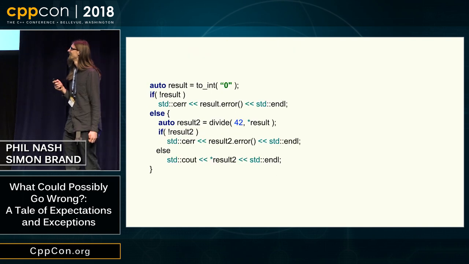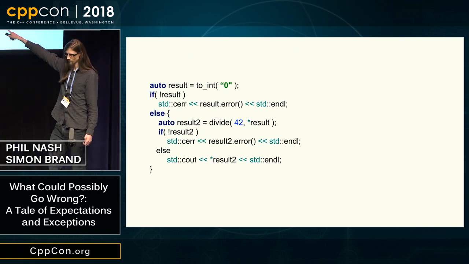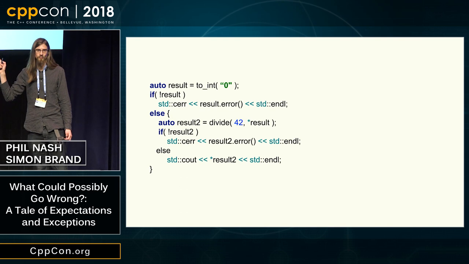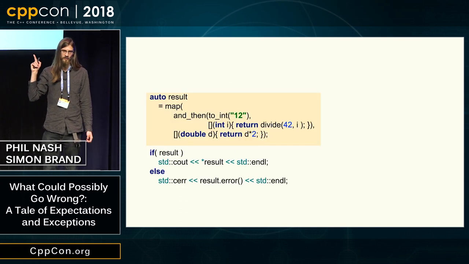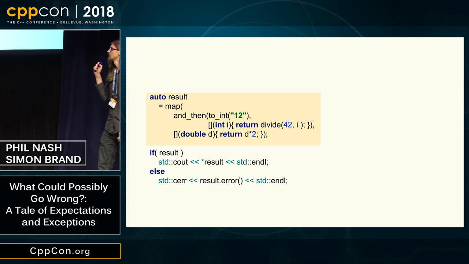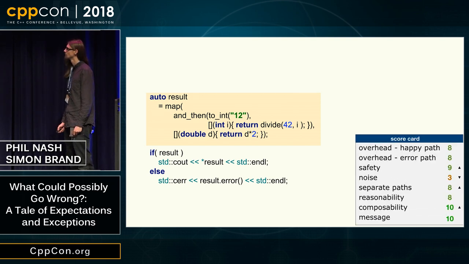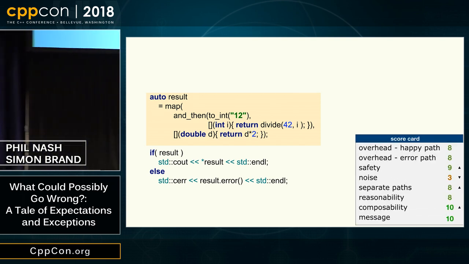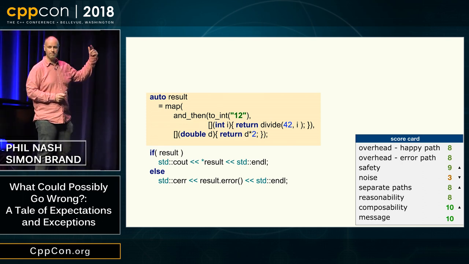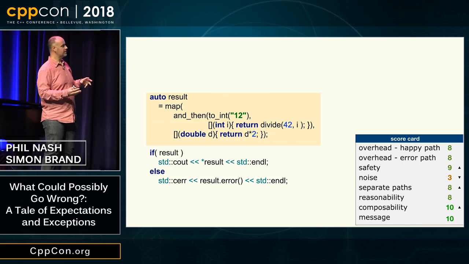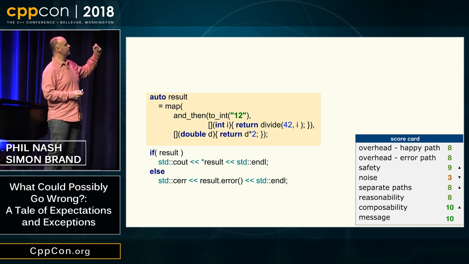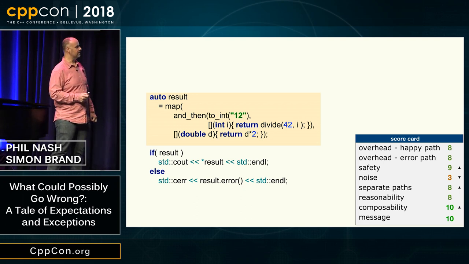Yes. So now this was the code we had before. And if we now use map and and_then, it looks like this. How's that? Okay, there's definitely less code. I'll give you that. Looking at the scores, well, it's safer because instead of having to manually unwrap the expected, which you could do without checking, that's now done for you by your helper functions. So we're only ever dealing with the unwrapped values when they exist. So yeah, that's a lot safer.